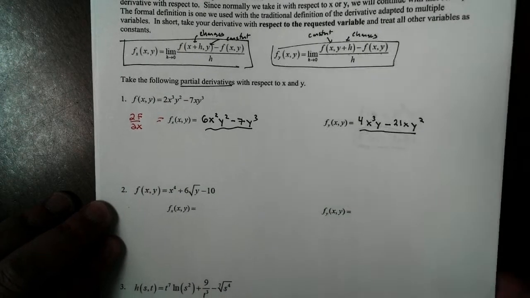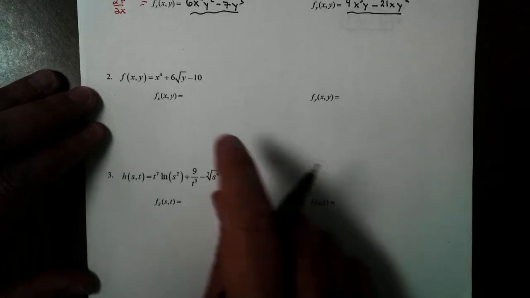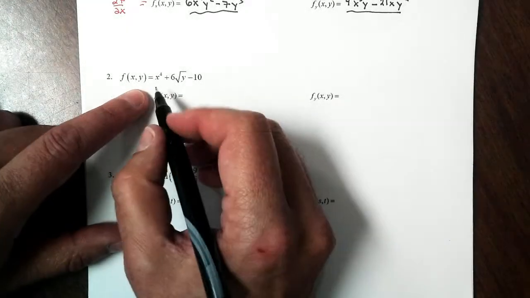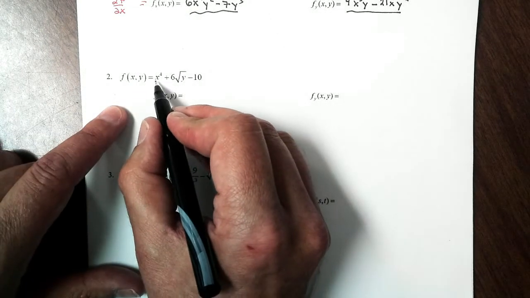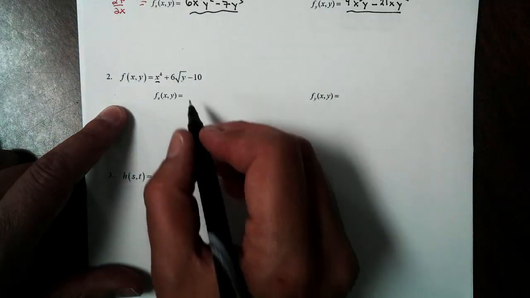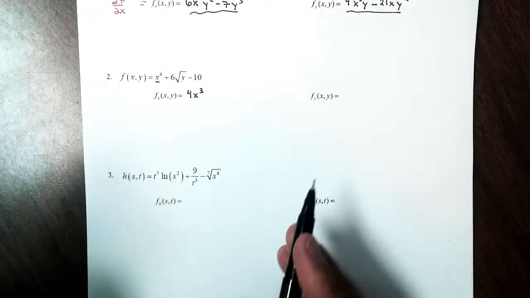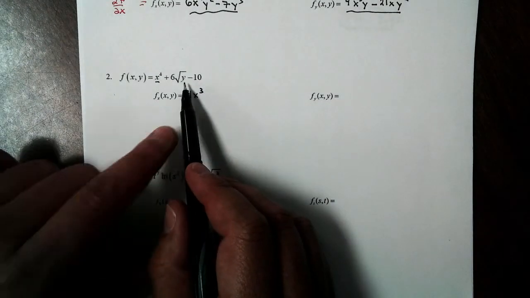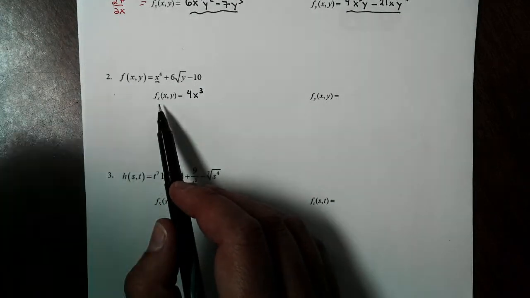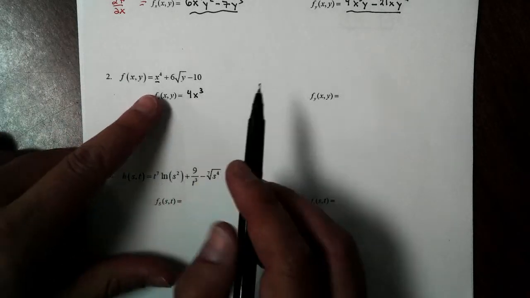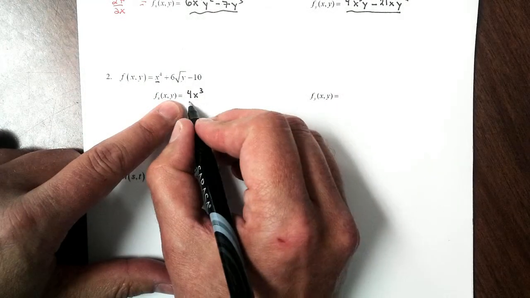Alright, so let's try another one right here. Now this is going to look a little uglier, but when we take the derivative with respect to x, it's really not that bad, because the only term here with an x in it is the x to the 4th. So its derivative would be 4x cubed. Well, what happens to the 6 root y? I'm only looking at how the x values are changing in this problem. So we don't care about the y. It's a constant. So everything else just goes to 0. So there's our answer.